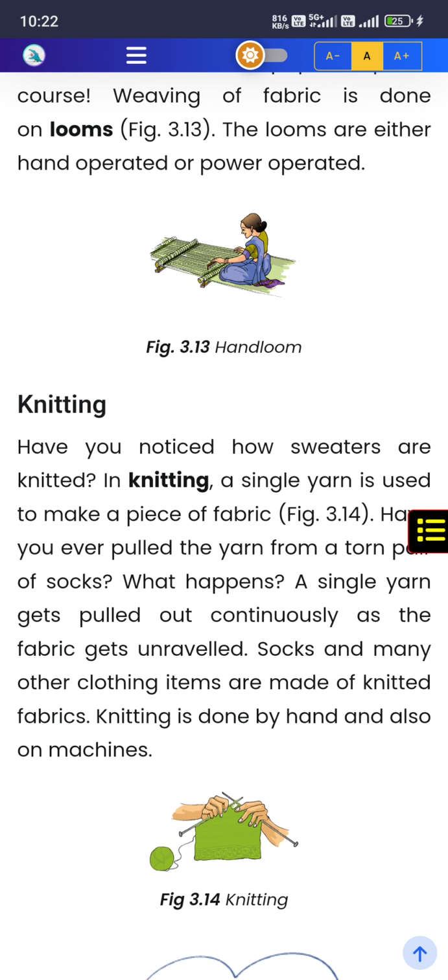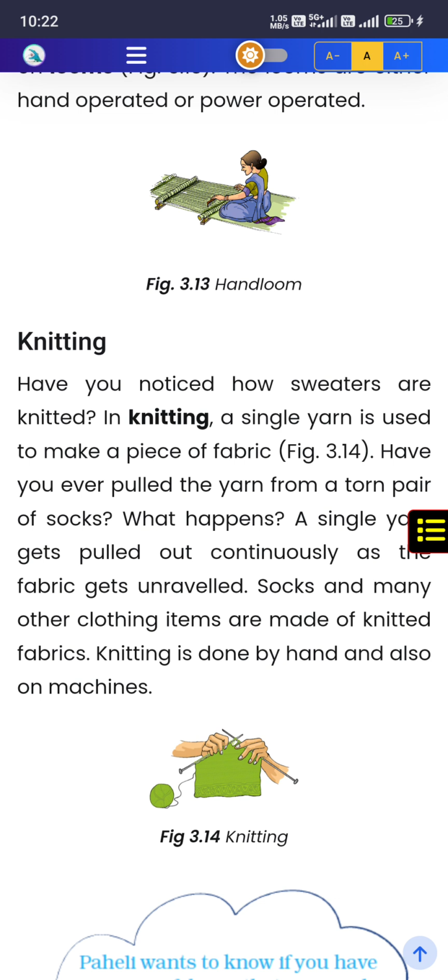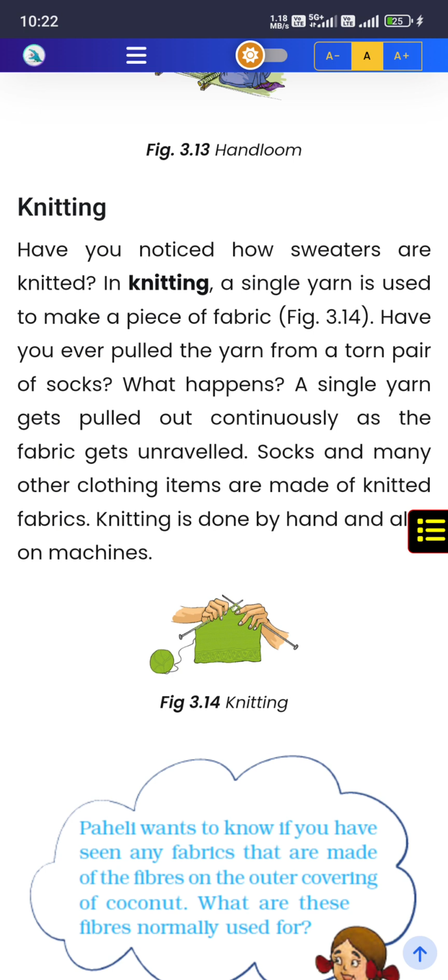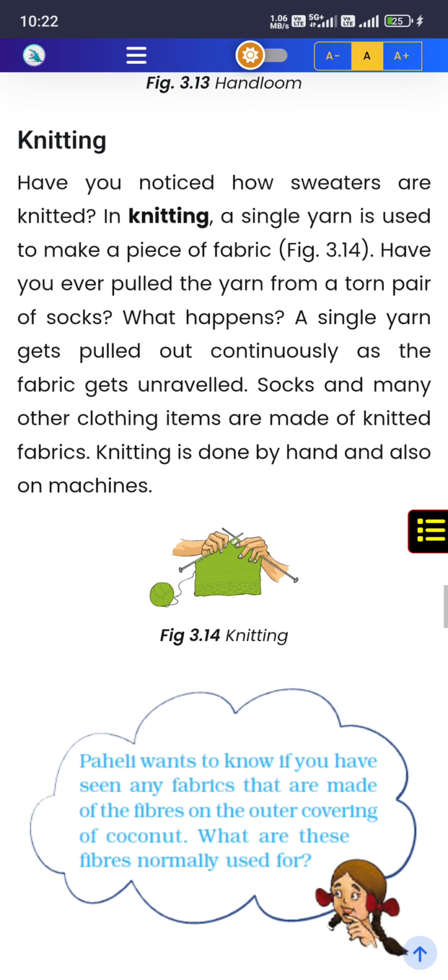Knitting. Have you noticed how sweaters are knitted? So you must have seen your grandma make knit sweaters at home, or caps, or socks at home. So it is called knitting. A single yarn is used to make a piece of fabric. Have you ever pulled the yarn from a torn pair of socks? What happens? A single yarn gets pulled out continuously as the fabric gets unraveled. Socks and many other cloth items are made of knitted fabric. Knitting is done by hand and also on machine. So that's how knitting is done, guys. Knitting is made from a single yarn.